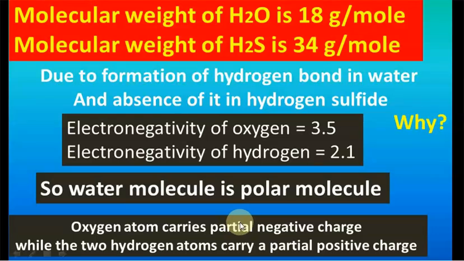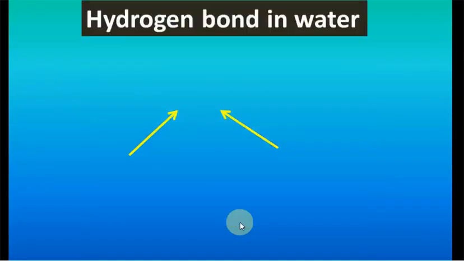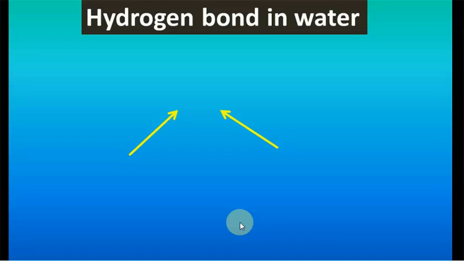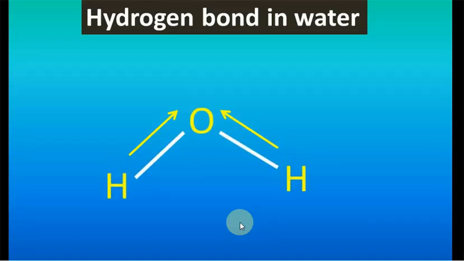This is in molecules. Let's show this hydrogen bond in water. This is water, O bonded to H and O bonded to H, with O in the center, bonded with H on the right and H on the left. I will show you what is meant by partial negative and partial positive.